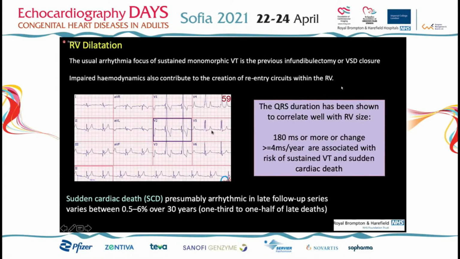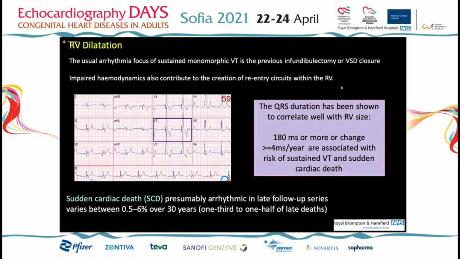And we know that when the QRS becomes more than 180 milliseconds, or when it increases very quickly, there's increased risk of ventricular tachycardia or even sudden cardiac death in our patients. And the tetralogy of Fallot patients who have been repaired have an estimate of 0.5 to 6% risk over 30 years of sudden cardiac death. So ventricular dilatation is important. It's important that we correct the pulmonary regurgitation before the right ventricular size is irreversible.